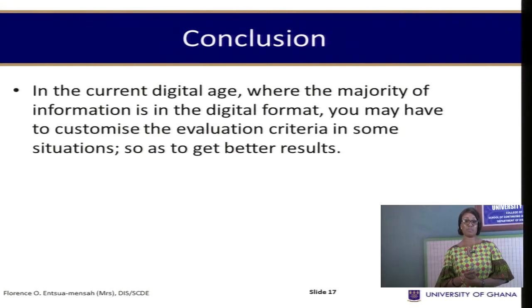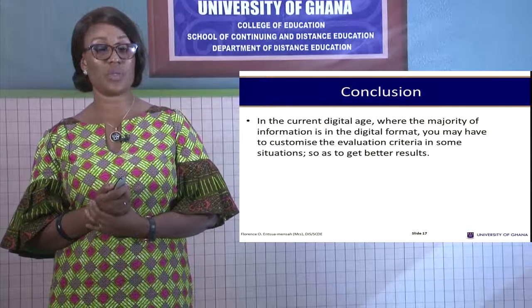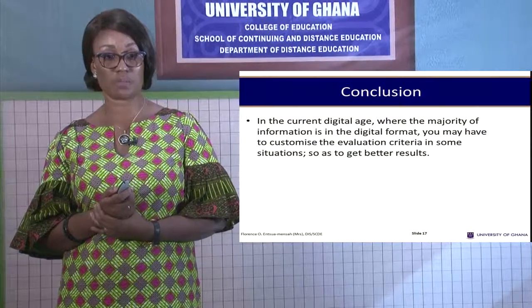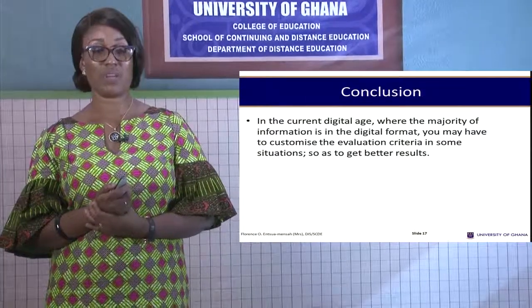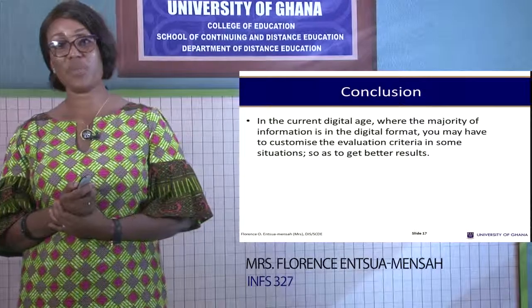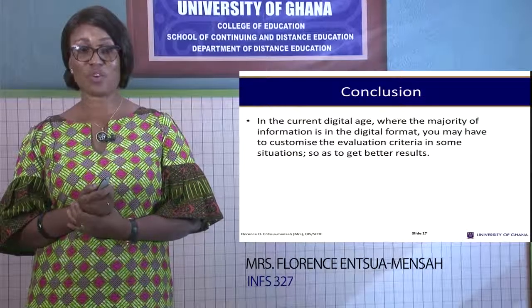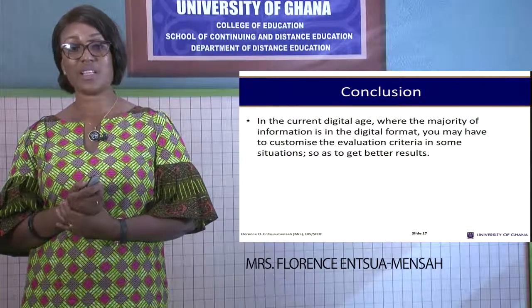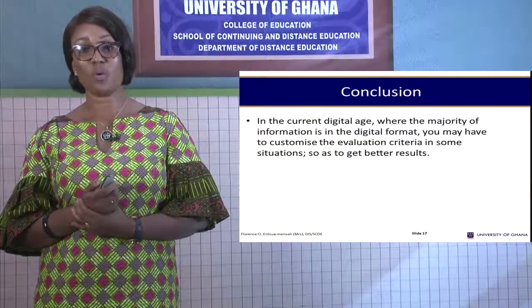In conclusion, in the current digital age, where the majority of information is in digital format, you may have to customize the evaluation criteria in some situations so as to get better results. So students, we come to the end of another interesting topic, evaluating information sources. From today onwards, assure me that whenever you pick any piece of information, you try to evaluate. Don't just fall on anything because a friend has it. And as I said earlier on, when you pick anything from the website or the internet, be your own evaluator.